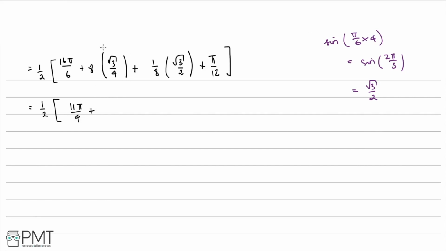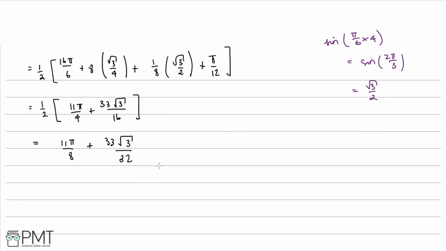Plus, we can also group the root 3 terms together. So 8 times root 3 over 4 plus 1/8 times root 3 over 2 will be 33 root 3 all over 16. And we can simplify this even further because this is all halved, so it'll just be 11 pi over 8 plus 33 root 3 all over 32.